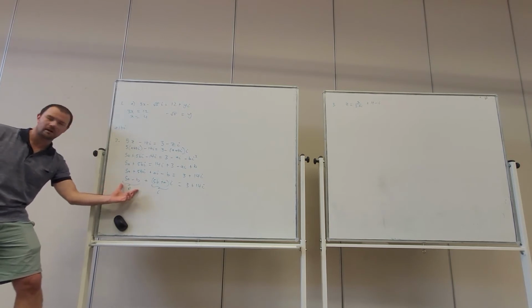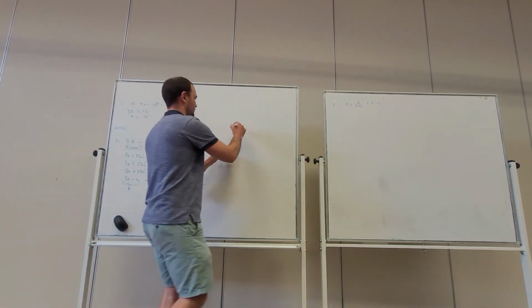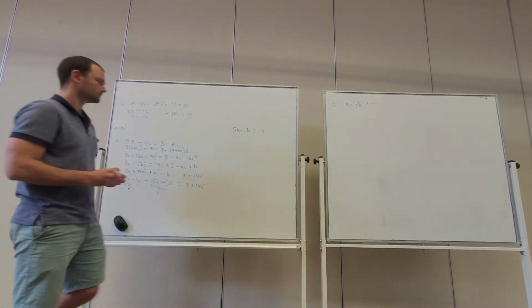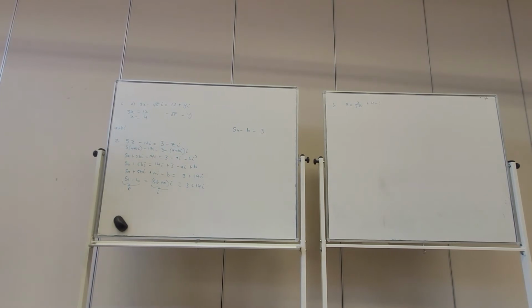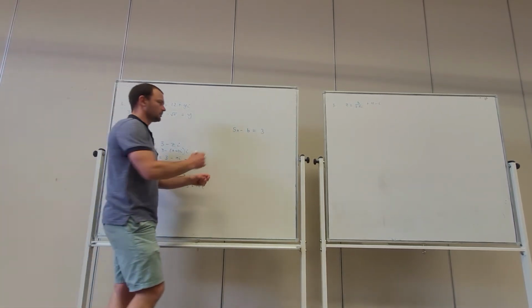So this is the real part over here, 5a take b, it has to equal 3. Okay, that's our first equation. 5a take b equals 3. And our second equation, 5b plus a, the imaginary part, has to equal 14.